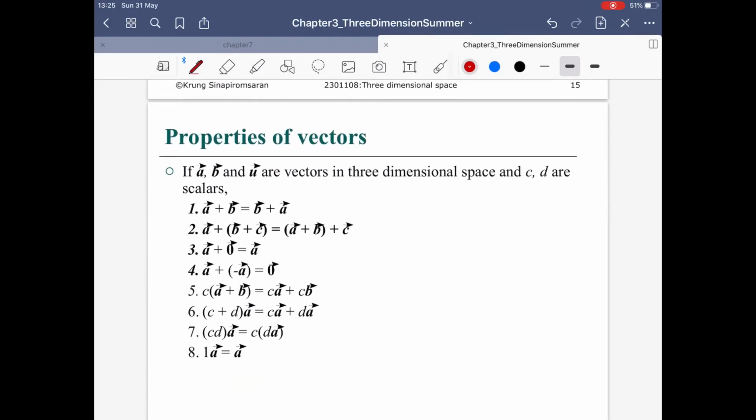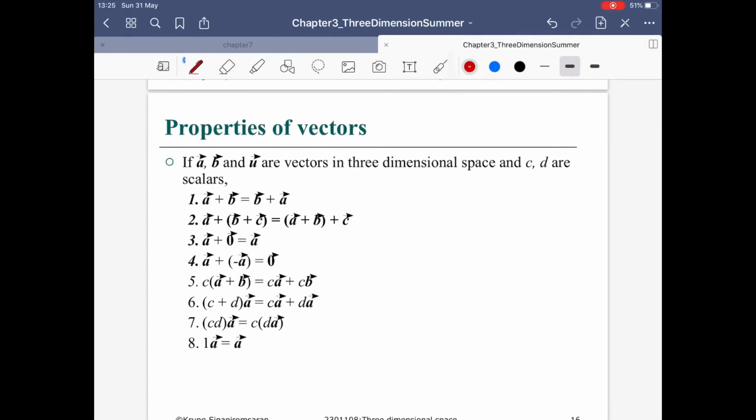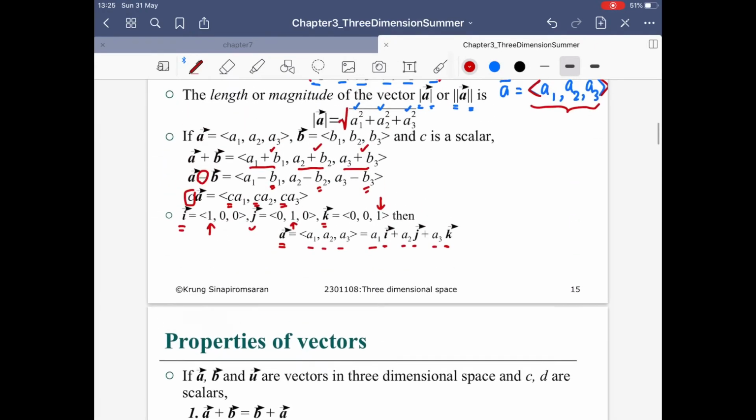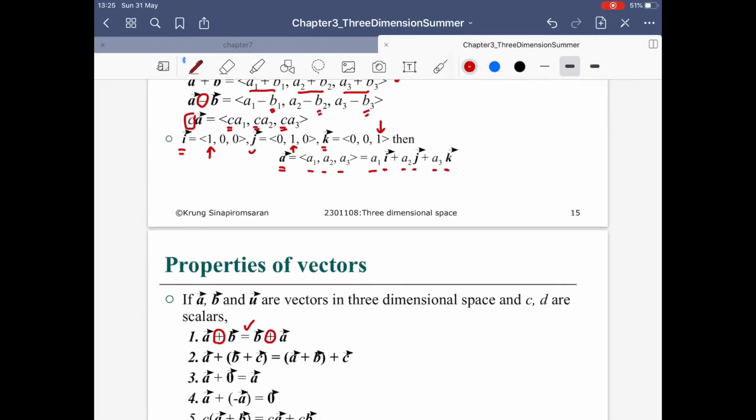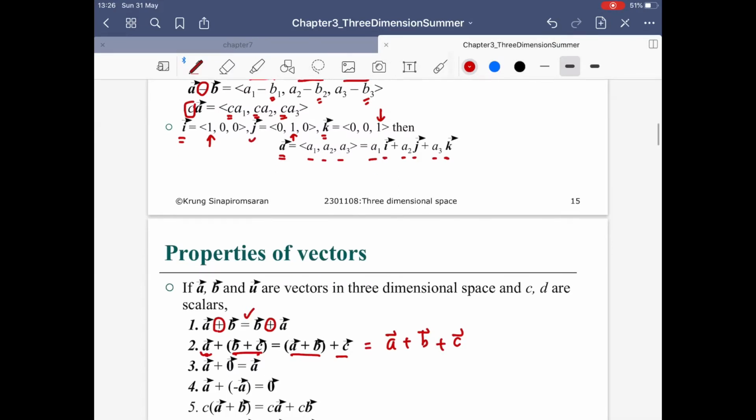Now the properties of vectors. Because when you add vectors, you are just doing the addition for each of the components, it means that you can do A plus B or B plus A. That'll be the same thing. If you have A, B, C added together, you can do B and C first and then followed by A, or you can do A and B first and followed by C, or sometimes you can just ignore the parentheses because they'll simply be the same. This is the so-called associative property.